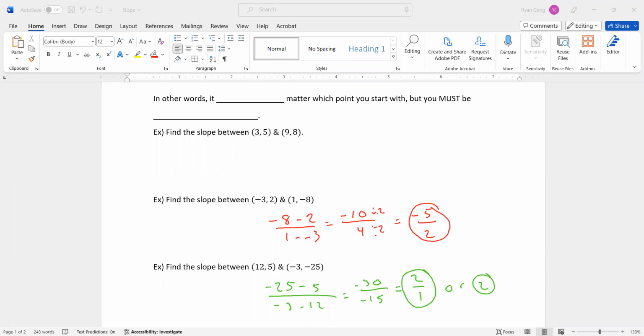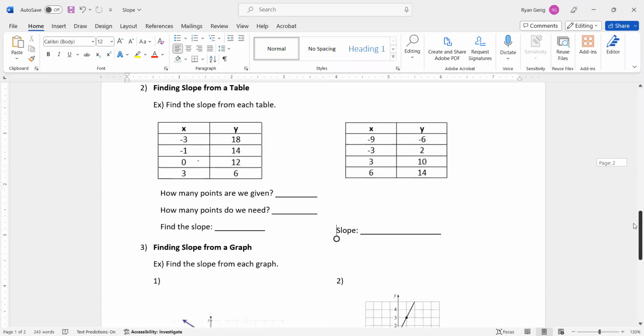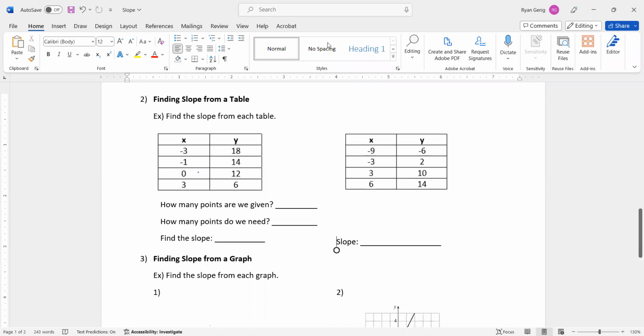Okay. Let's go ahead and go to the back and look at a different situation. Finding a slope from a table. Find the slope from each table. Now, in the first lesson, I showed you how you have to check and see if the table is showing a line or not.